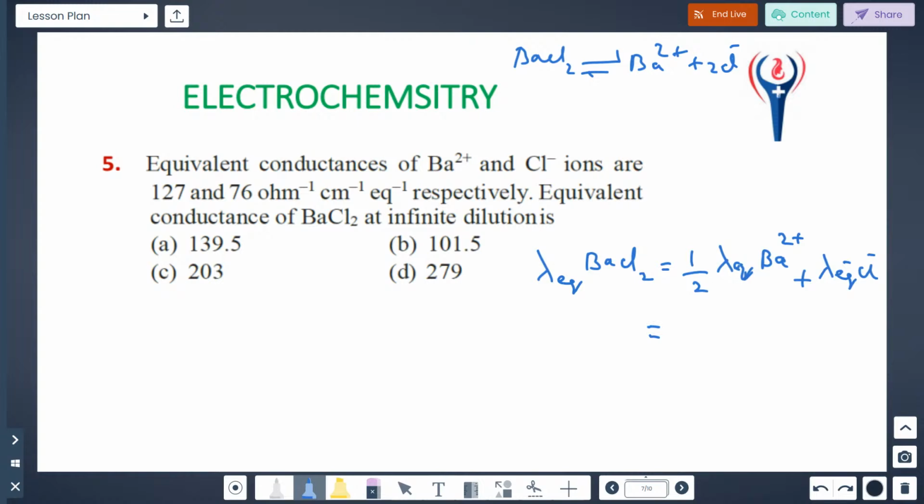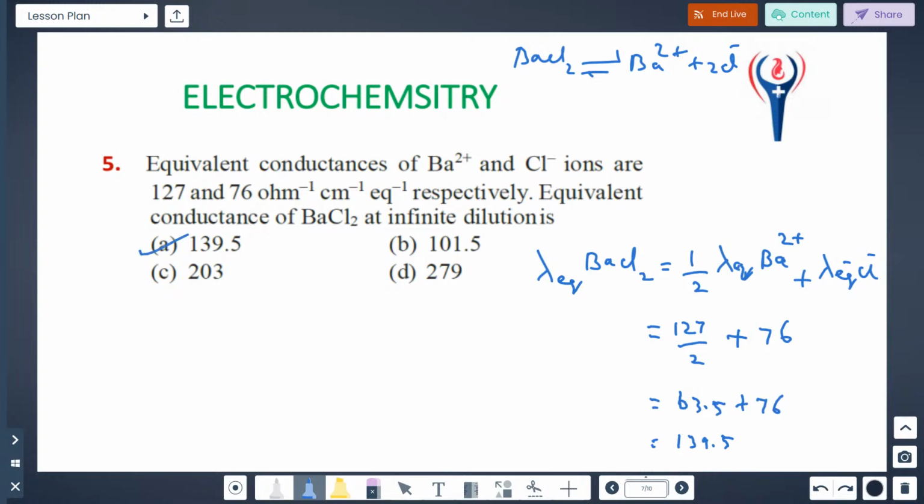Barium is 127. So 127 by 2 plus the equivalent conductance of chlorine, which is 76. That's all. It will be 63.5, correct? Then 76. If you add these two, you get the answer, nearly 139.5. So the answer is A, the correct one.